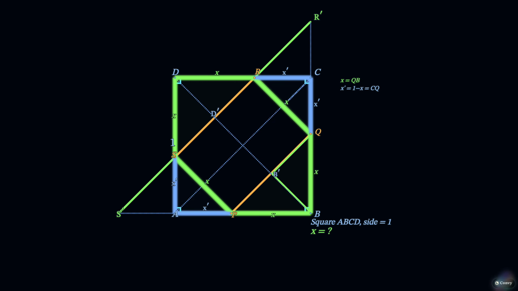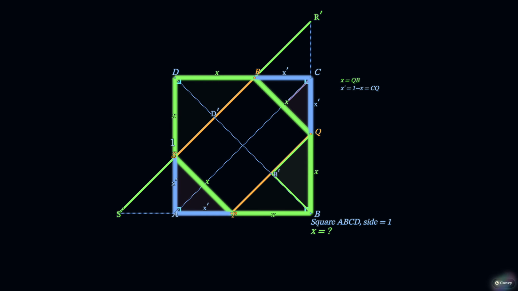Now we name the obvious pieces. The larger corner gaps are called x, and the smaller corner gaps are called x prime. These are just convenient labels. They are not mysterious variables hiding some heavy computation. They simply split a side of the unit square into two complementary parts, so whenever you see one of them, the other is already nearby in the same edge decomposition.